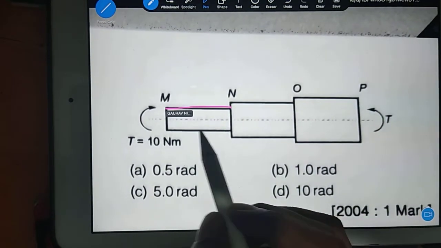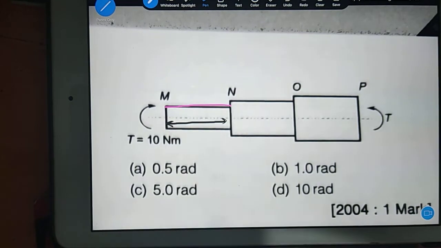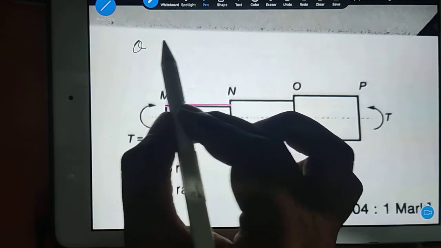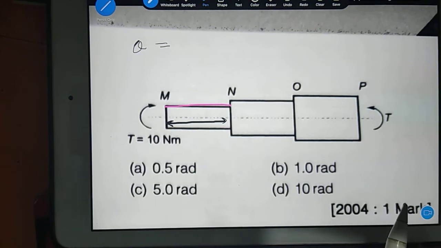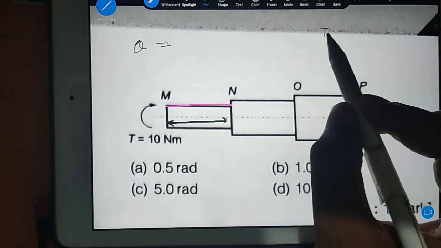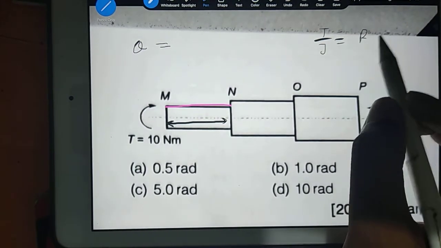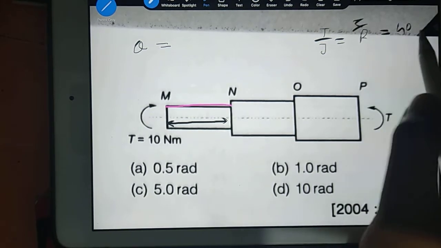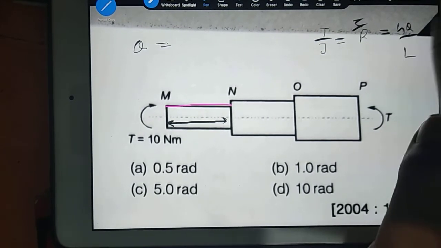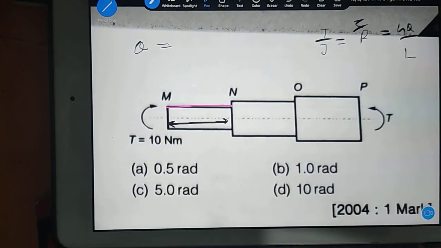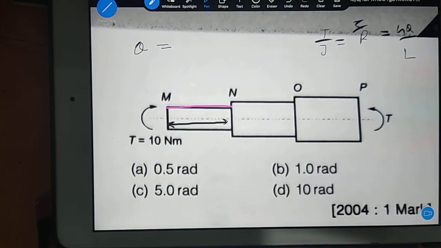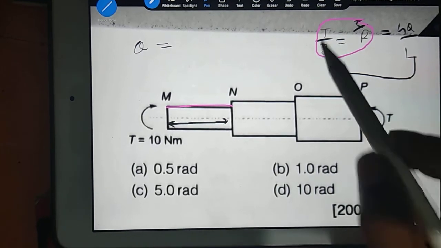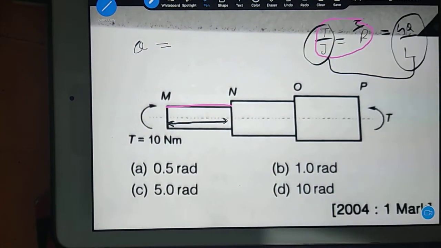So first you understand, for M to N I will be using my theta value. If I use my theta value, few things will be constant. What are the things going to be constant? So this time we have T by J is equal to tau by R and G theta by L. Now which two equations should we connect? Guys, which two equations should we connect? Yes, we should take this part and this part.